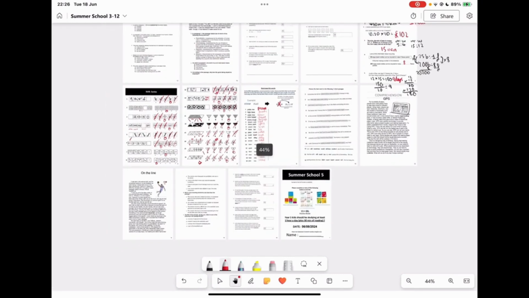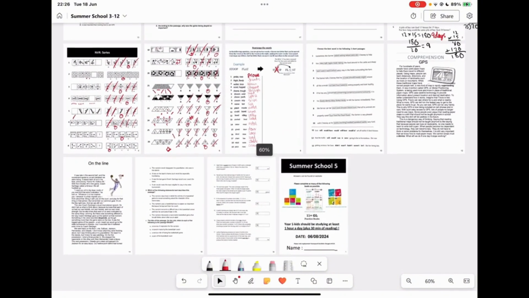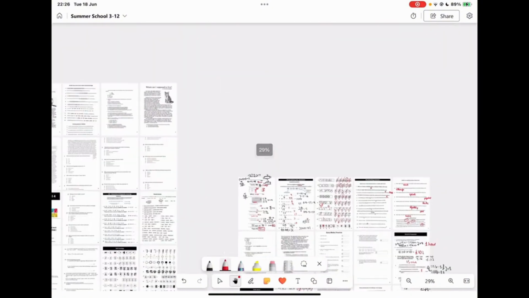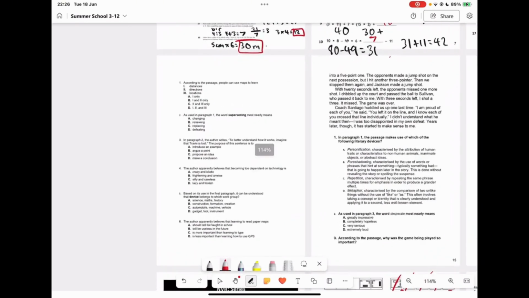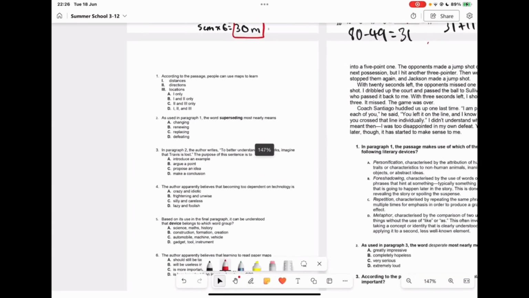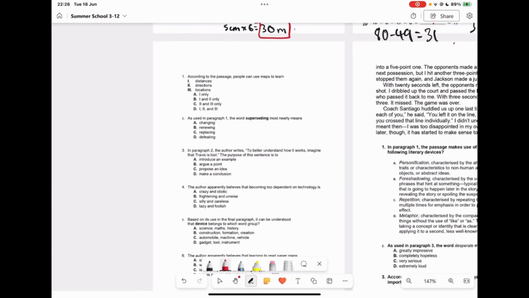So let's find page 13. Page 13 is here. Okay, so according to the passage, people can use maps to learn 1. Distances, 2. Directions, 3. Locations. So we know that this is the case, and all 3 of them are true. So, as used in paragraph 1, the word superseding most nearly means changing, renewing, replacing, defeating. This will be replacing.